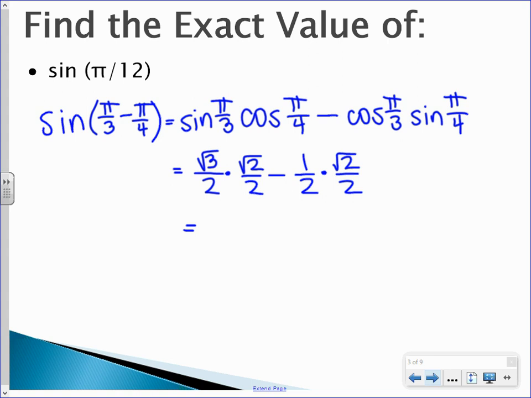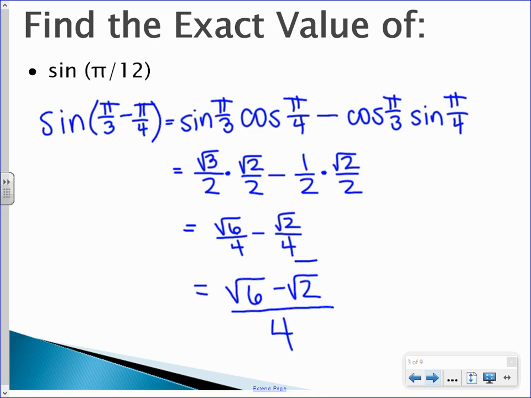Okay. So let's just remember basic operations with numbers, operations with fractions. Okay? Radical 3 times radical 2 is radical 6 over 2 times 2 is 4 minus 1 times radical 2 over 2 times 2 is 4. You can leave it like this, I'd be perfectly happy, but we can express it as just one big fraction, radical 6 minus radical 2 all over our common denominator of 4. That is the exact value of the sine of pi over 12. Look at that.